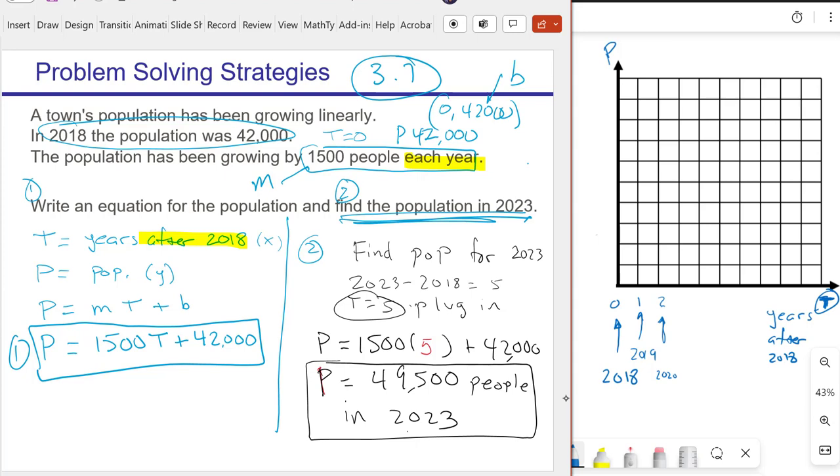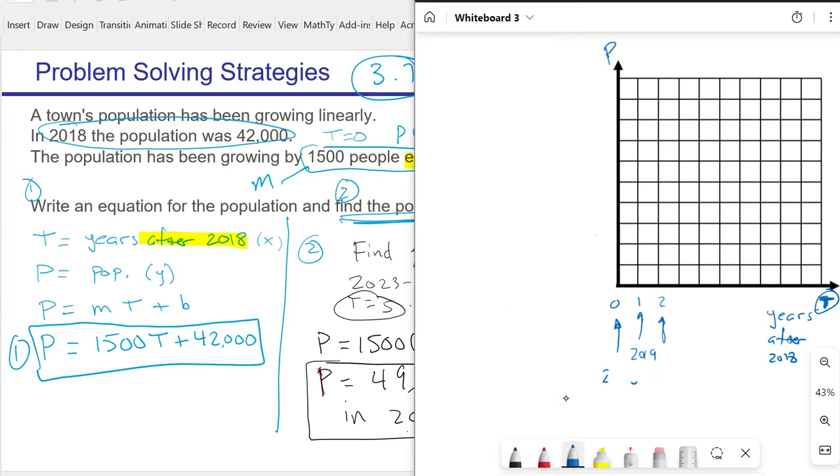But I'd also like to explore this algebra equation graphically. How could we see this graphically? Okay, now we've already figured out the horizontal axis. T is time, years after 2018. So this part we have figured out. Now, what about the population? Well, the population only has 10 boxes. And we need to get 50,000 people on this graph here.